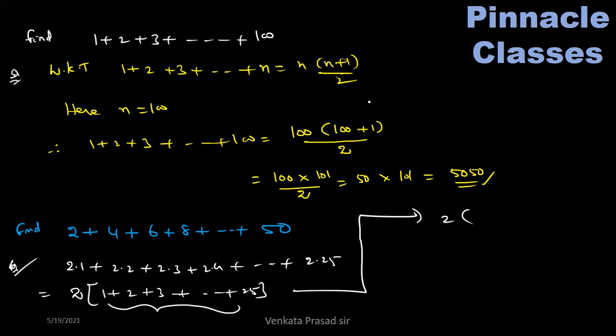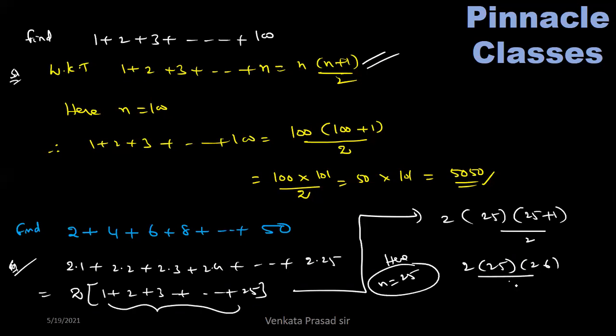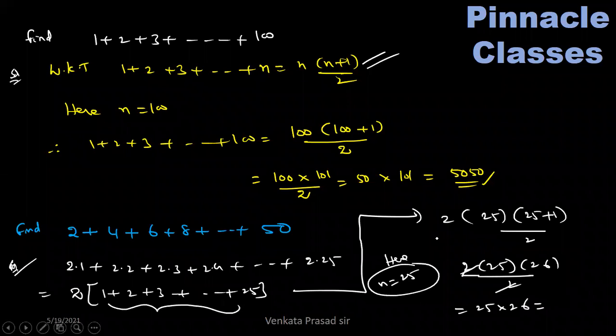What is the formula here? This one. Here n is how much? 25. That means 25 into 25 plus 1 by 2. How much is coming here? 2 into 25 into 26 by 2. So the 2s cancel. 25 into 26. That is the answer. How much? 650, sir. Yes.